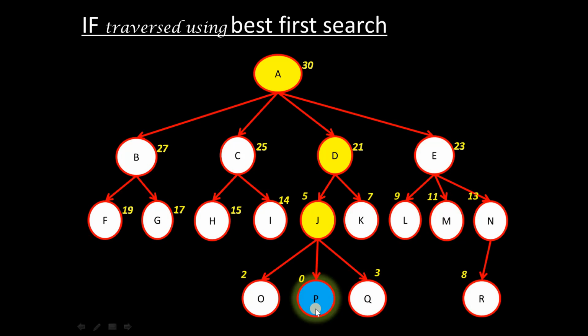And what happens in best first? We are going to A, then D, then J and then P. So I think it's very clear through these diagrams how optimal this search concept is. I think the idea is clear to you, and this is all about the best first search in AI.